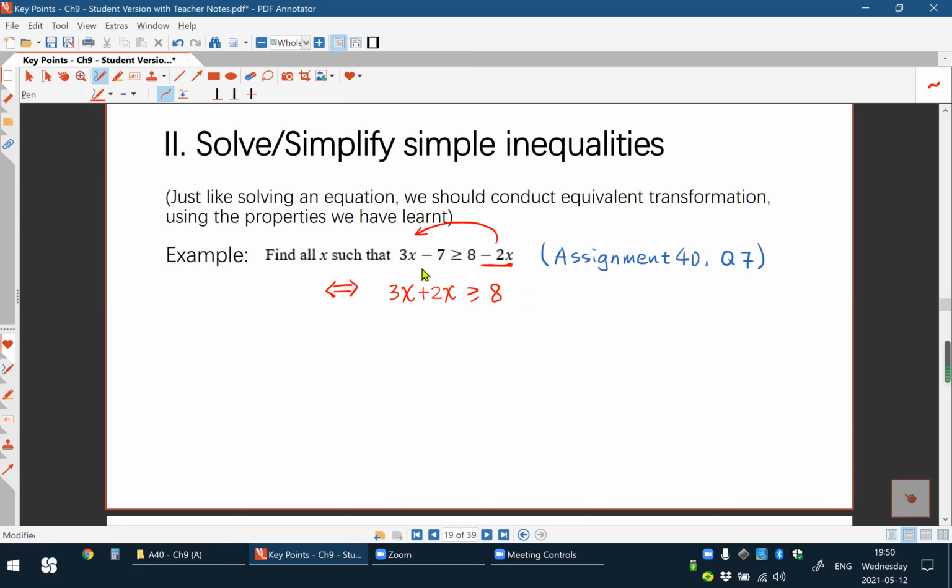Okay, so again, this is equivalent to 5x greater than or equal to 15, right? And then we can divide both sides of the inequality by 5. 5 is positive, so the inequality sign does not change direction. So that is equivalent to x is greater than or equal to 3, right? So this is our final solution. Or sometimes you can also use the notation here. X belongs to the interval 3 to positive infinity.